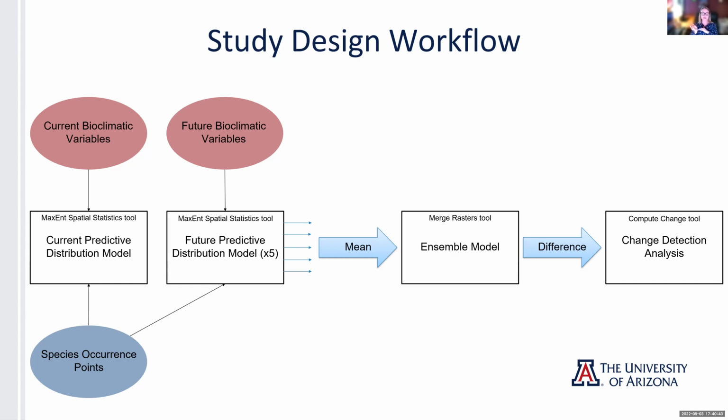Species occurrence points and future bioclimatic variables were all used to build the predictive model for each of the 5 GCMs. And then from there, I built an ensemble model from the averaging of those 5 GCMs. And then finally, I used the difference in raster values between the current predictive model and the ensemble model for change detection analysis.